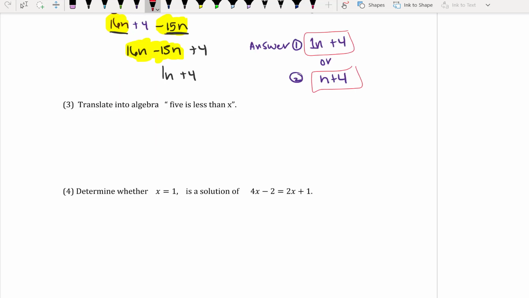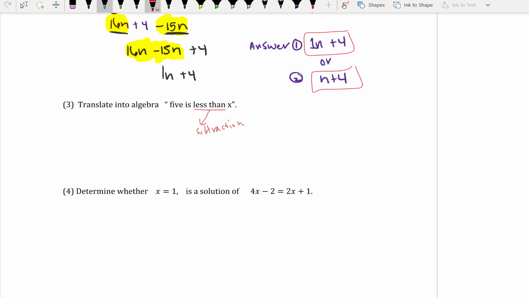So it says translate into algebra, 5 is less than x. So that less than, speaking the mathematical language, we are going to know that this is really meaning subtraction. If you have less than what you originally started with, you would have less, so you get less by a subtraction. You're taking away items, okay?